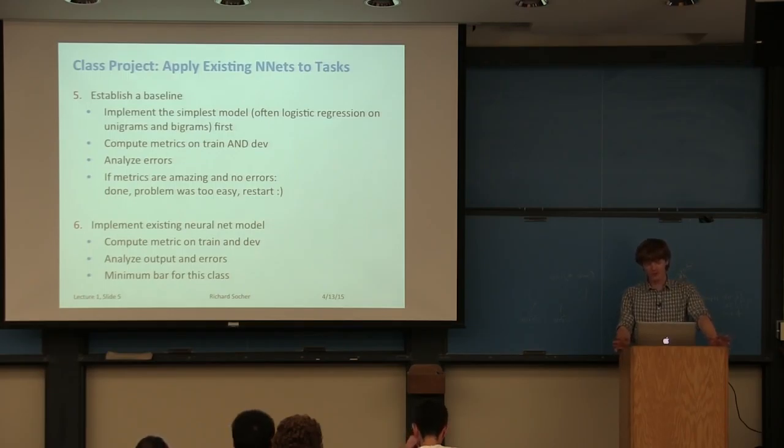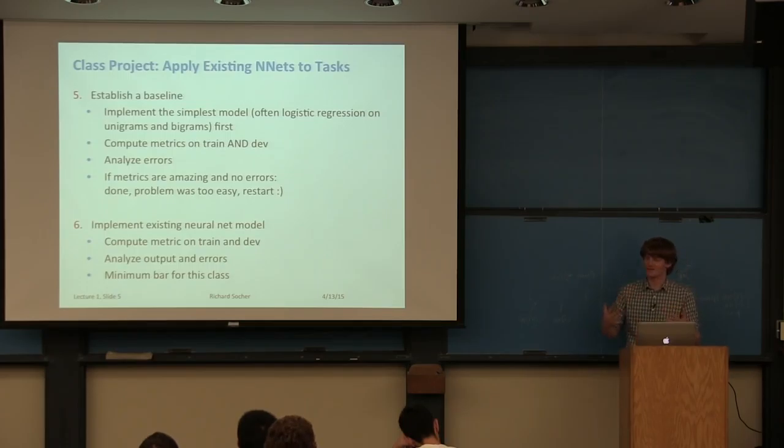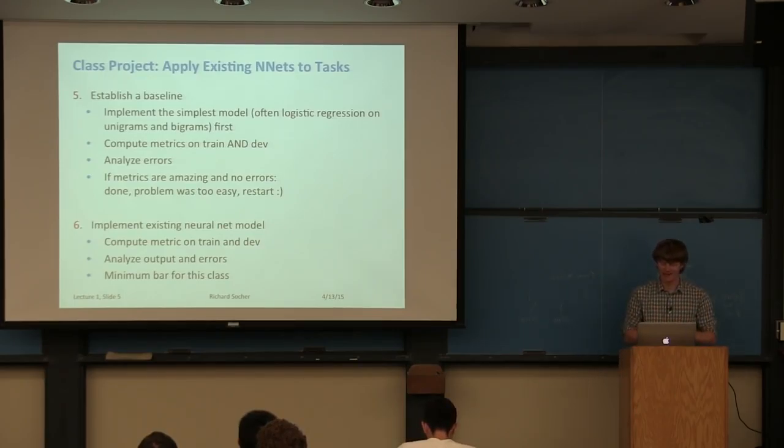And if your metrics are amazing and you actually don't have any errors, well, you're unfortunately done a little too early with the class project, or with the first attempt at a class project, because then your problem was just so easy, you kind of need to restart and come up with either a harder problem or a harder data set. Assuming you had some errors and the simple baseline doesn't already solve your problem, then you can go on and implement an existing neural network model, and again compute the metrics on your train and dev split, analyze the outputs and errors, and that is kind of the minimum bar that you should achieve for this class.